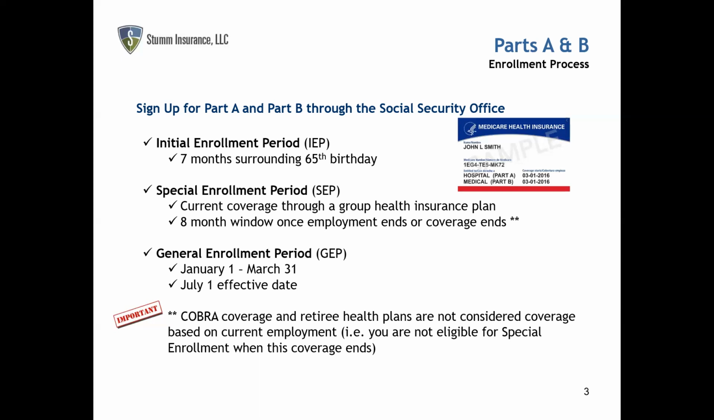If for some reason someone does not enroll during the initial or the special enrollment period, every year during January 1st to March 31st, Social Security gives the option for people to sign up for Medicare. It is with a late enrollment penalty, so they'll calculate whatever the penalty is. And then your actual effective date starts July of the year that you sign up. So that's sort of the third time that you sign up.